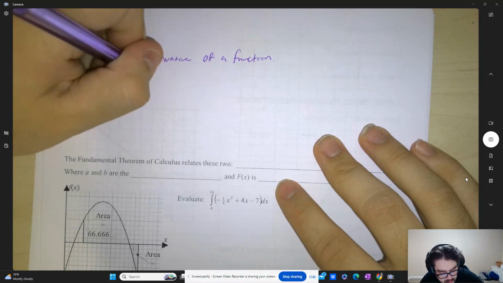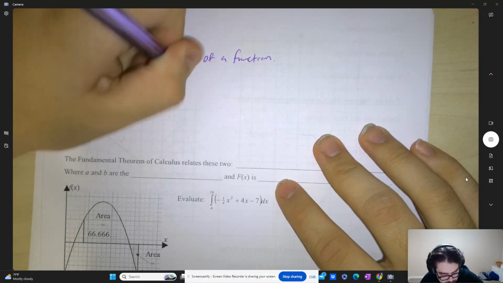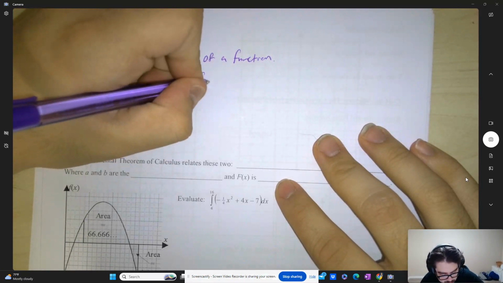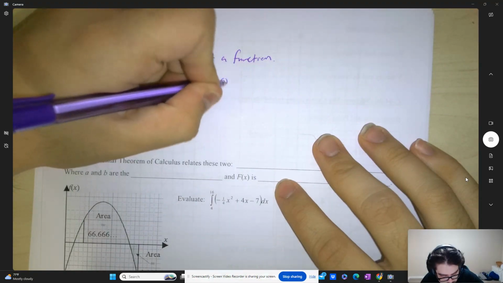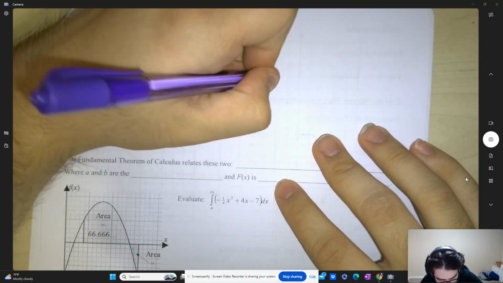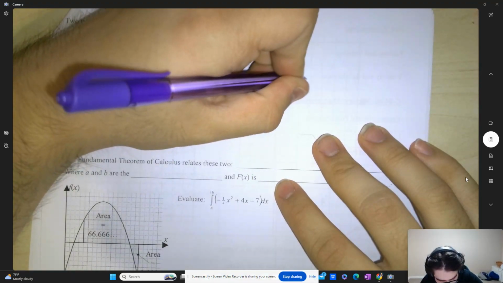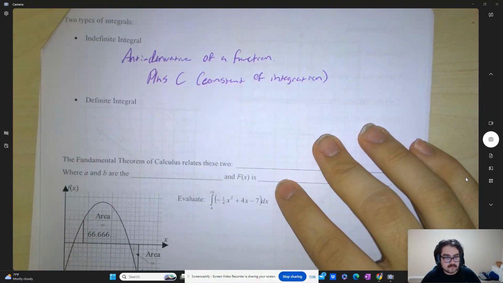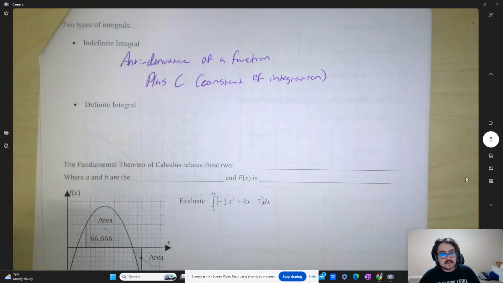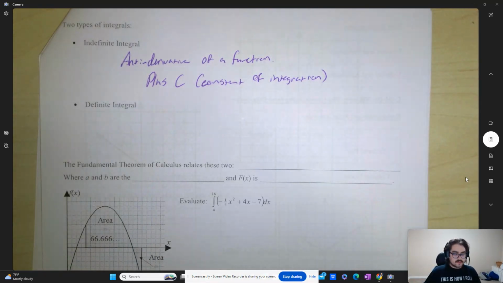Okay. Plus c. And what is c? C is the constant of integration. Constant of integration. Okay. So what this would look like, right?